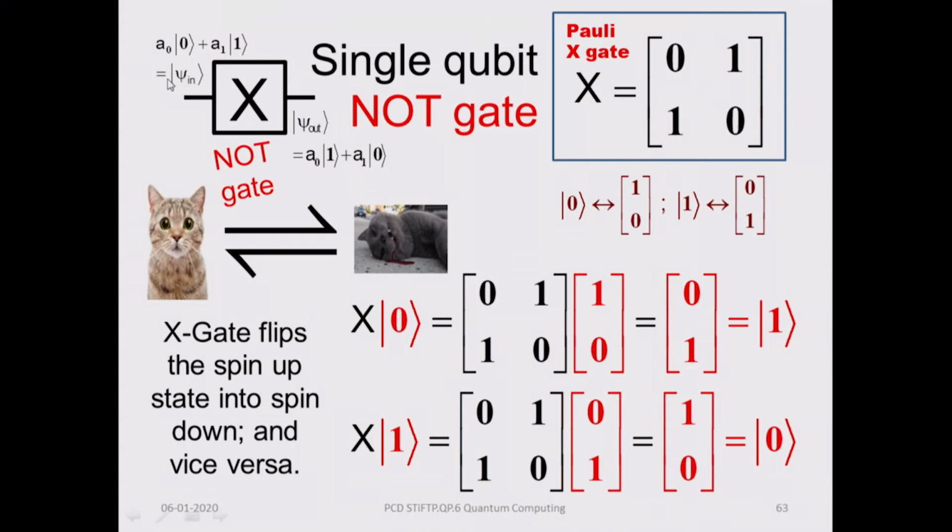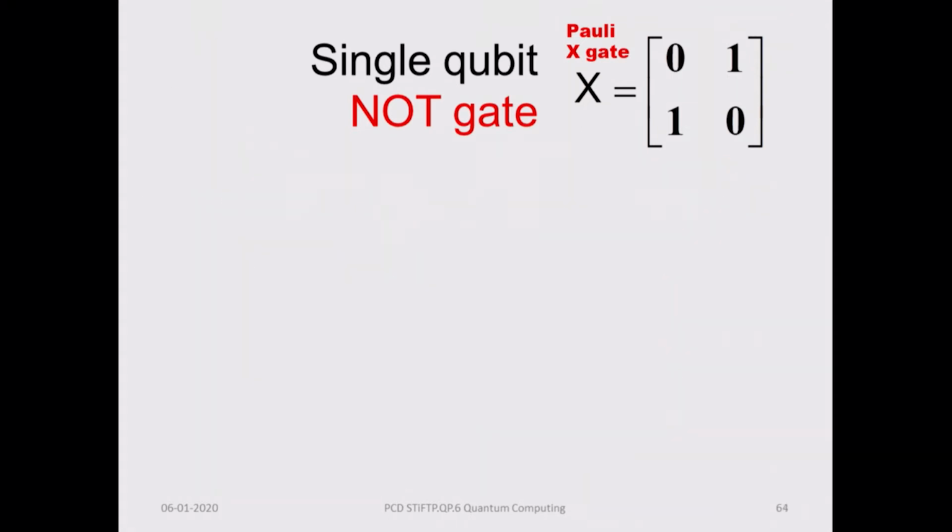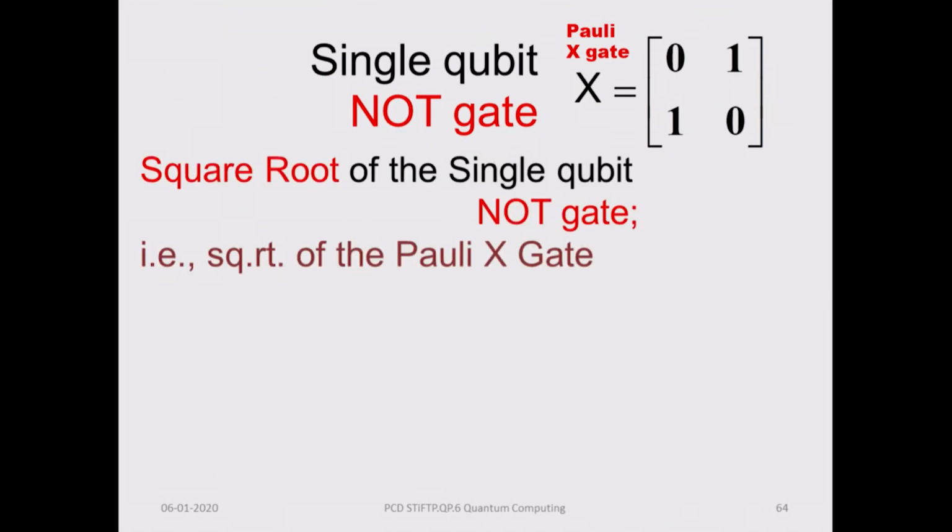You have got a certain input which is A0|0> plus A1|1>. What is the output? It is A0|1> plus A1|0>, because 0 is flipped to 1 and 1 is flipped to 0, right. So, that is the inversion which is achieved by the quantum NOT gate. So, this is the single qubit NOT gate.